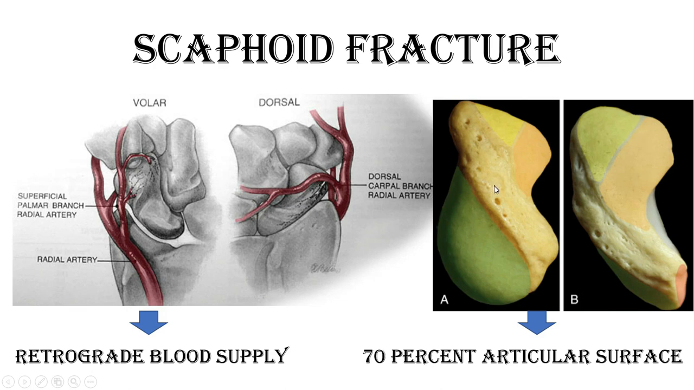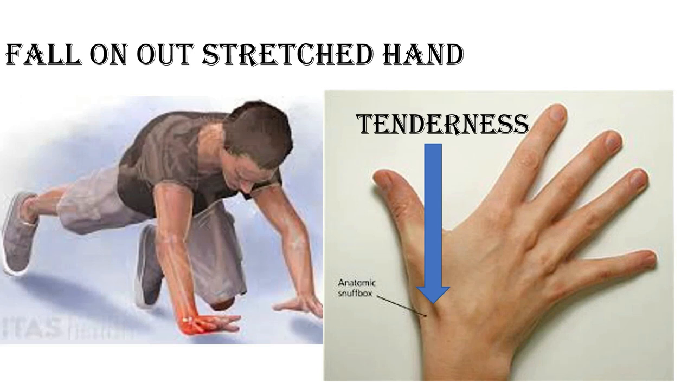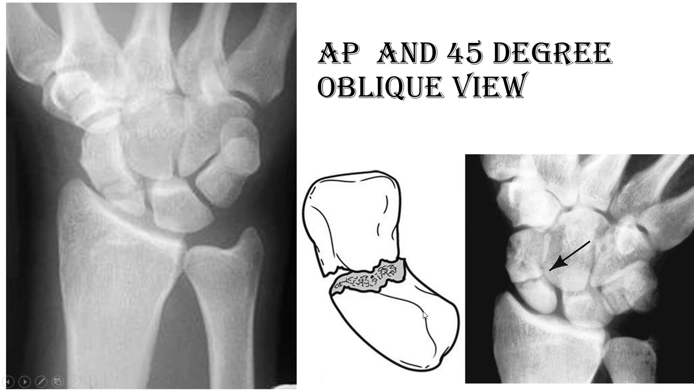So a scaphoid fracture must be treated promptly, and the diagnosis is mostly made clinically, then radiologically. The mechanism of fracture is a fall on an outstretched hand. Then there will be tenderness over the anatomical snuff box. On radiology, you should prescribe AP and 45-degree oblique views, which are very important to diagnose the scaphoid fracture.